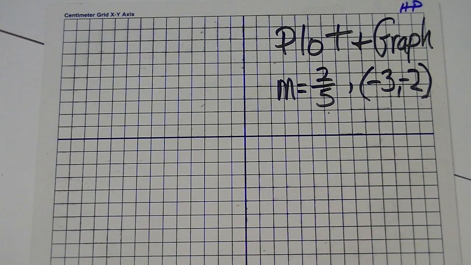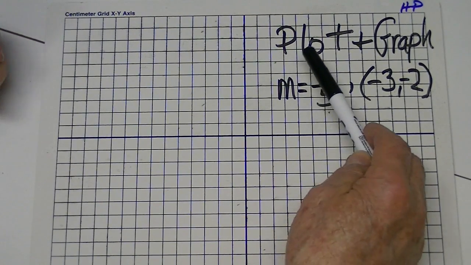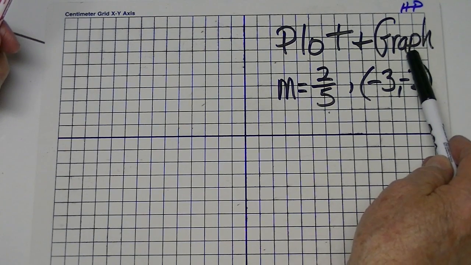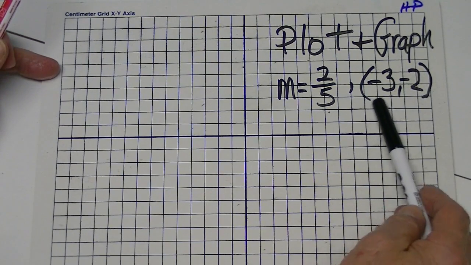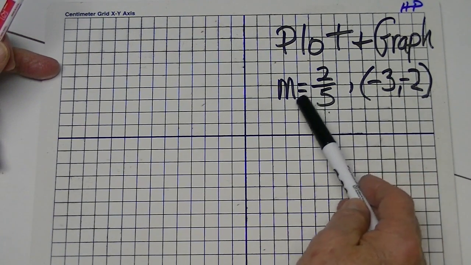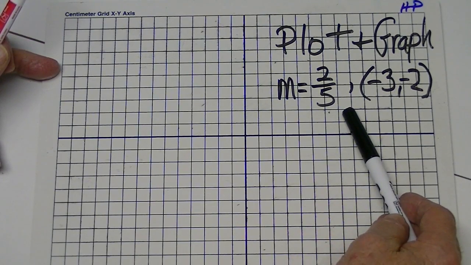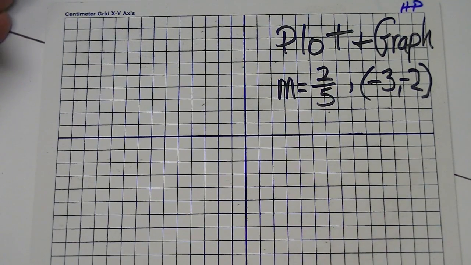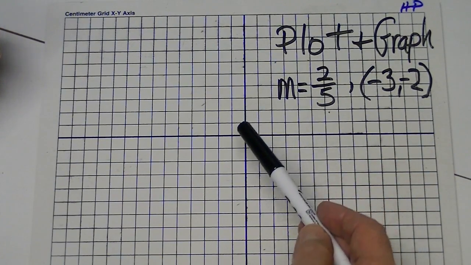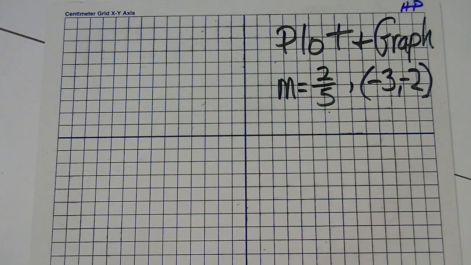Another type of example you might run into is this one, in which you're asked to plot and graph. They're giving you the one point, and they're giving you the slope. Now, they're not asking for the equation here. They're just asking for you to graph that.